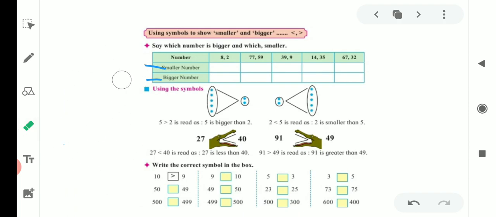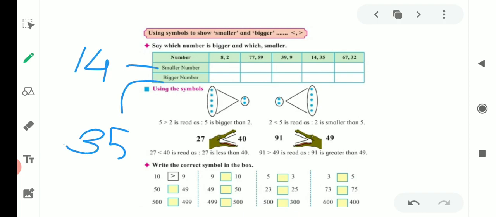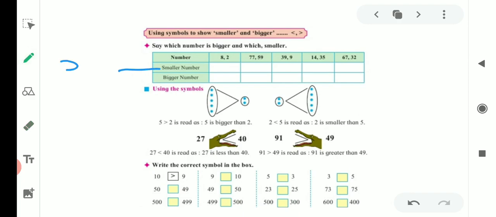Okay, got it? Next one is 14 and 35. So 14 is smaller than 35. So write 14 in the smaller number column and write 35 in the bigger number column. Next is 67 and 32. As you all know, 32 is smaller than 67. So write 32 in the smaller number column and write 67 in the bigger number column.